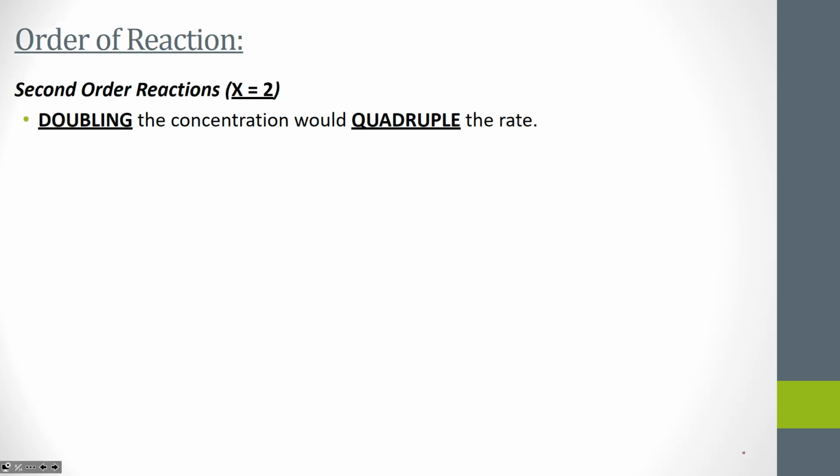But a second order reaction is like exponential growth. So if we double the concentration, it would quadruple the rate. So this is what it would look like. Let's change it to a second order rate, or second order reaction. So it'd be K times A to the power of 2. Let's do our same thing here. Rate equals, let's start with a concentration of 1, so K times 1 squared. 1 squared is 1, 1 times K is K.